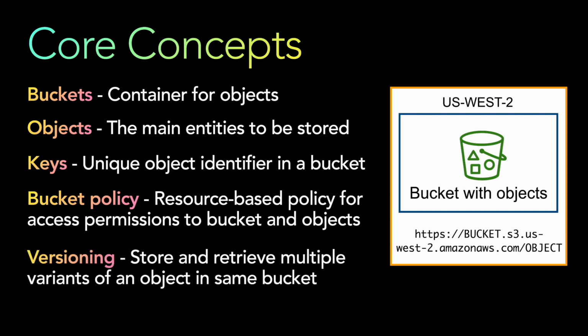And next, another concept is versioning. Versioning is basically that you can store and retrieve multiple variants of the same object in the same bucket, right? Whenever you create a version of an object, you will have a version ID, so you can retrieve various versions of the object from the same bucket at any point of time. So versioning is also a core concept that you should be aware of. There are various other features also, like I mentioned, lifecycle, auditing, monitoring. But whenever you are working with and implementing objects, buckets, keys, bucket policies and versioning, those are some of the core concepts that you should be aware of.